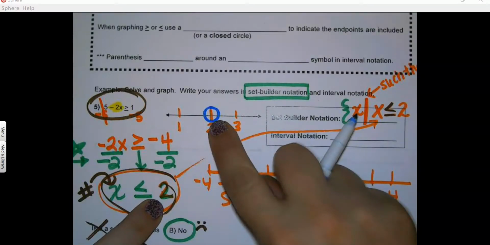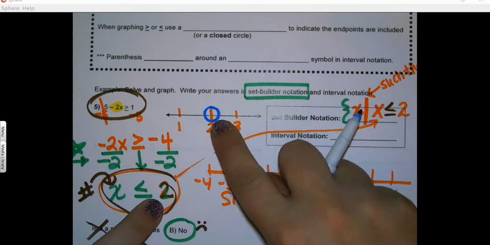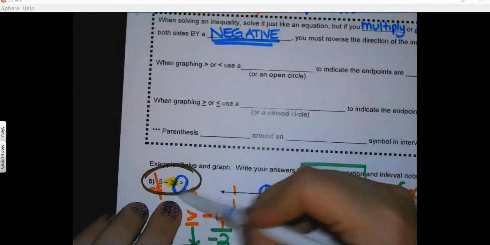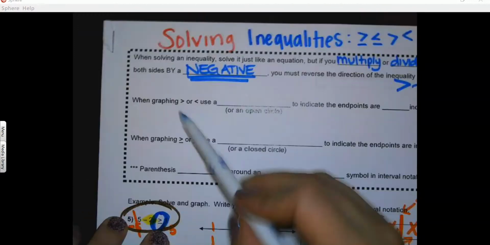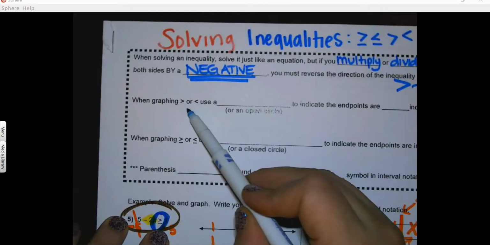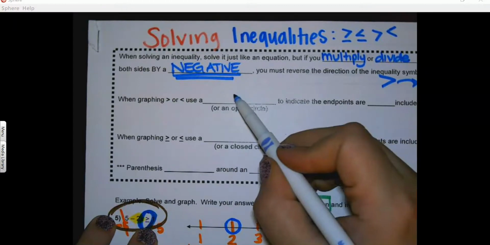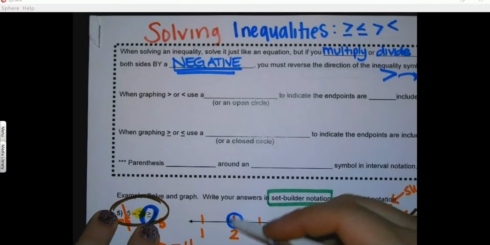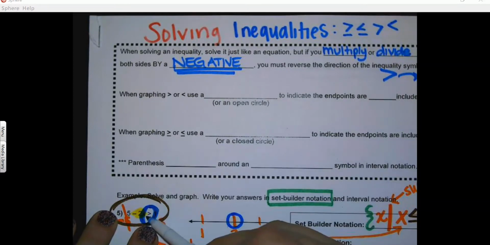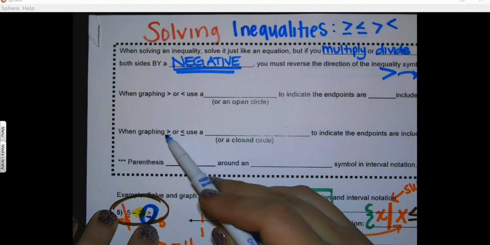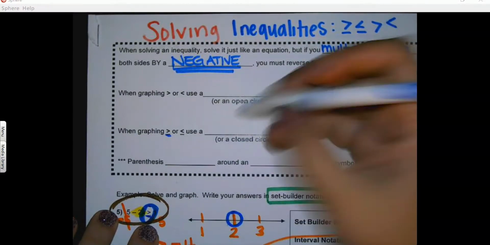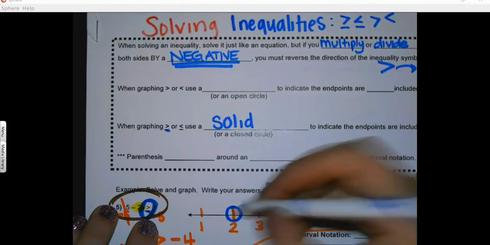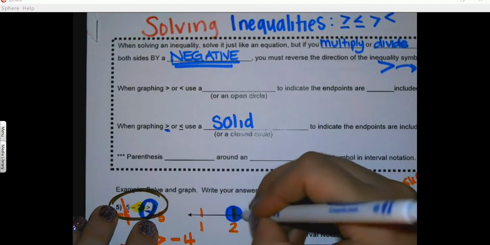Okay, because that's your starting number here. So when you're graphing and the original problem right here doesn't have the line underneath, you're going to leave the circle open. Okay, so the circle is going to stay open. But because it has the line underneath, we're going to use a solid circle. So I'm going to shade this in.